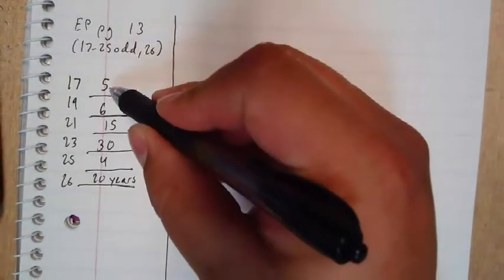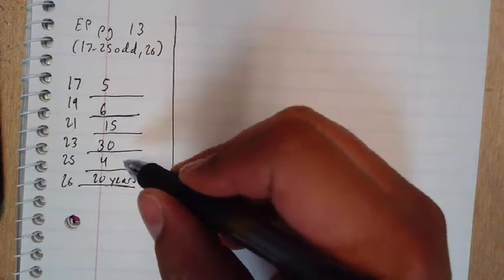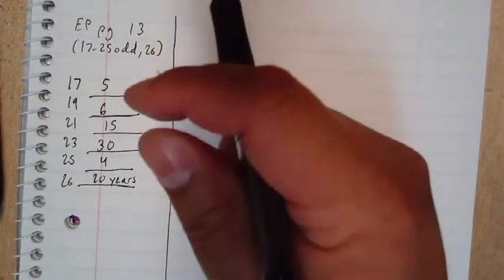Anyways, the answer for number 17 is 5, the answer for number 19 is 6, the answer for number 21 is 15, and the answer for 23 is 30, and the answer for number 25 is 4, and for 26, the answer is 20 years. Alright, let's get started with this.